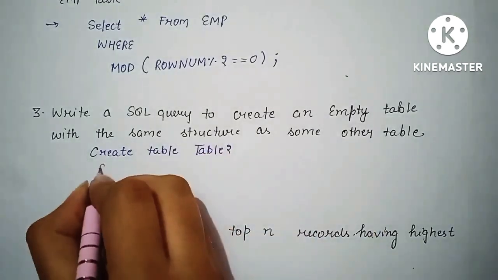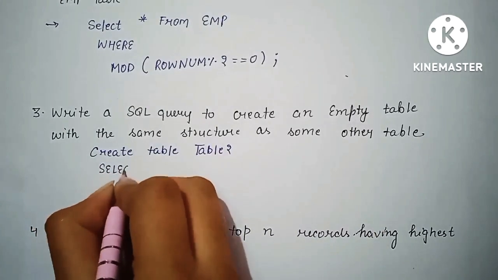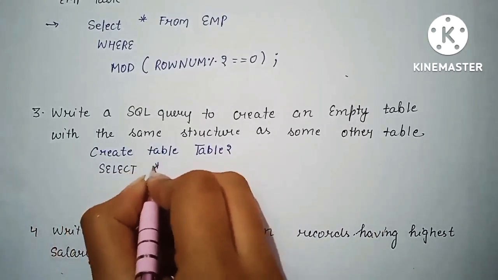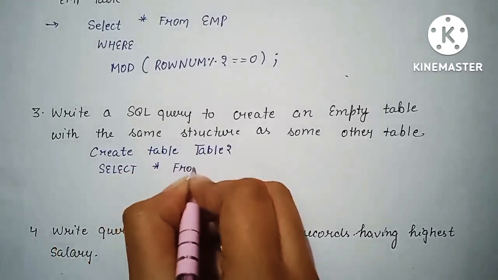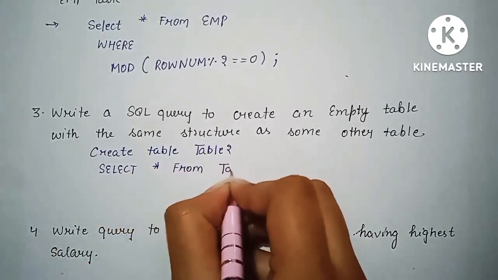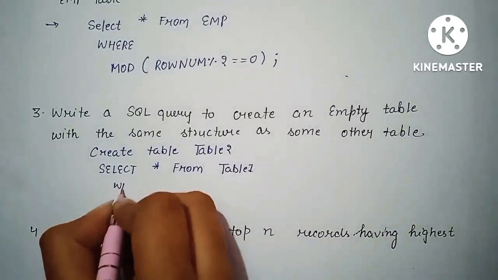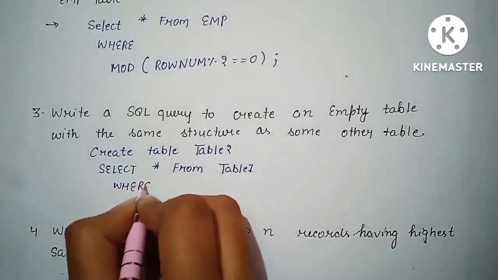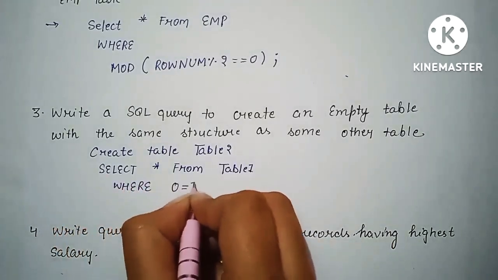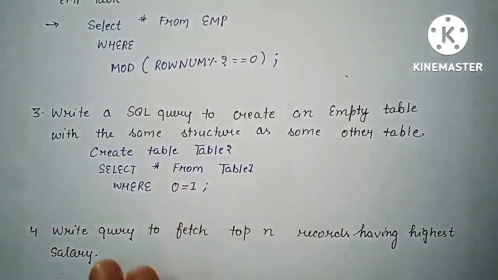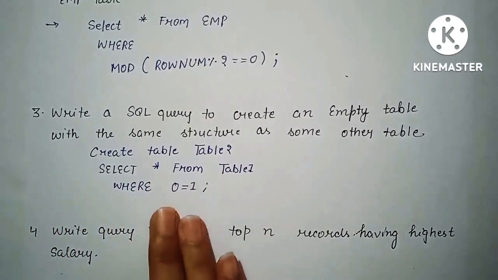Then we will write select star from, so the table from which we are going to take the structure is, let's say, table 1, and here we will specify a condition like where 0 is equal to 1, 2 is equal to 1, or any condition that is invalid, right?